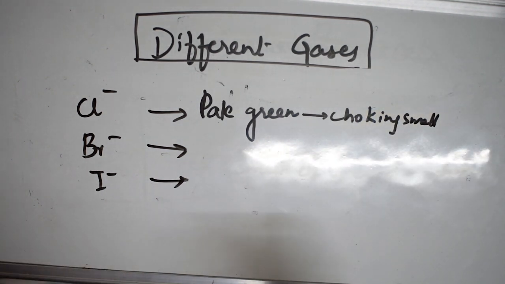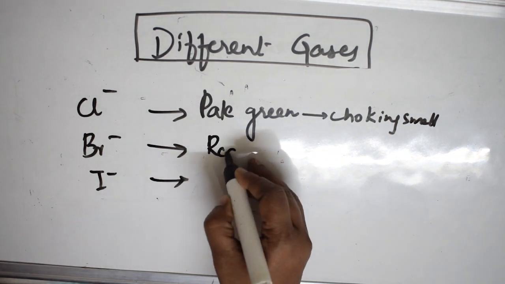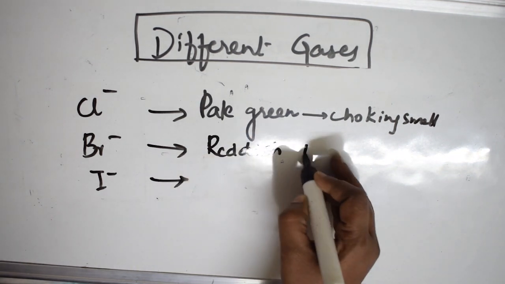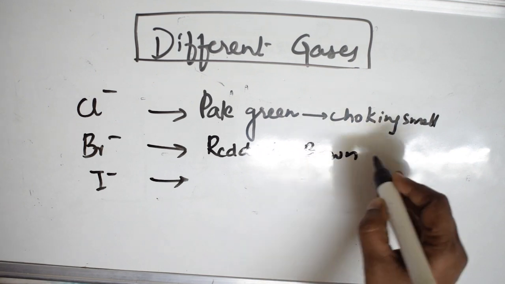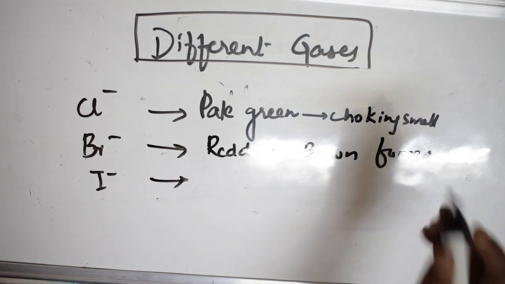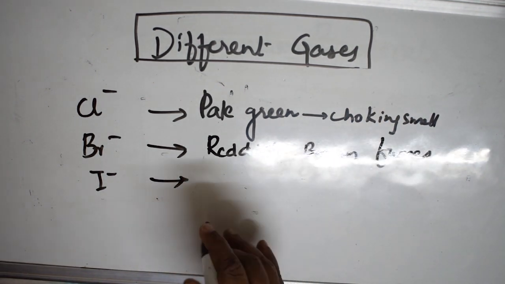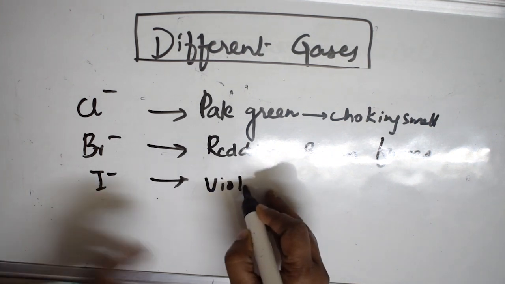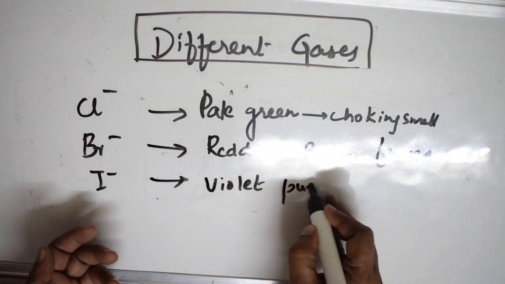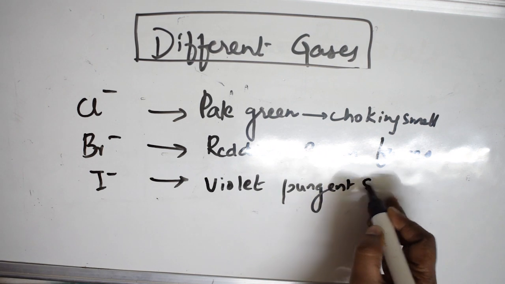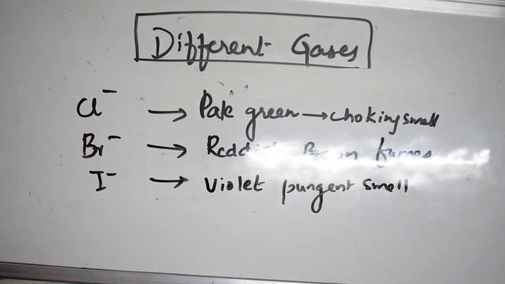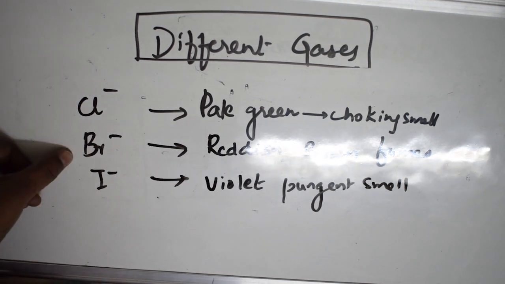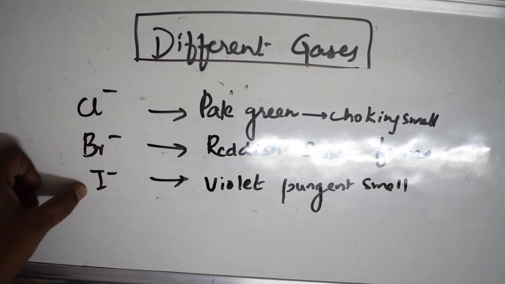If she asks how you tested bromine, you can say the color was reddish brown fumes, ma'am. Then iodine gives violet pungent fumes. This is the halogen color, violet with a pungent smell. Okay students, so these are the viva questions for the different gases. Chloride is pale green, bromine is reddish brown, iodine is violet pungent.